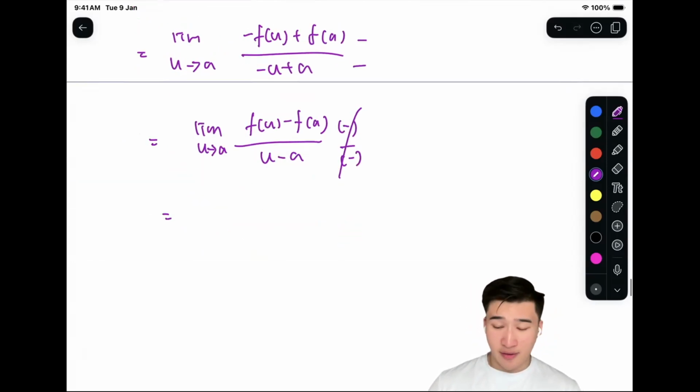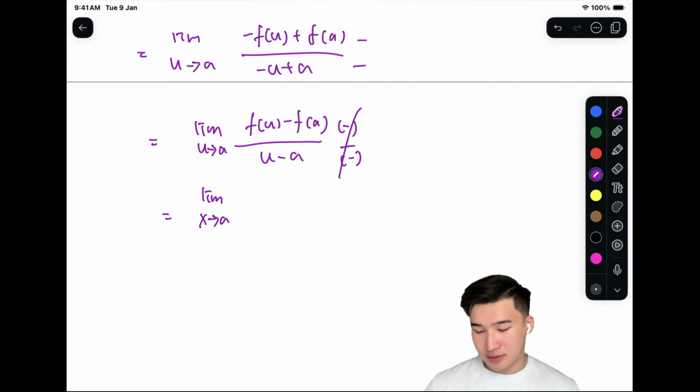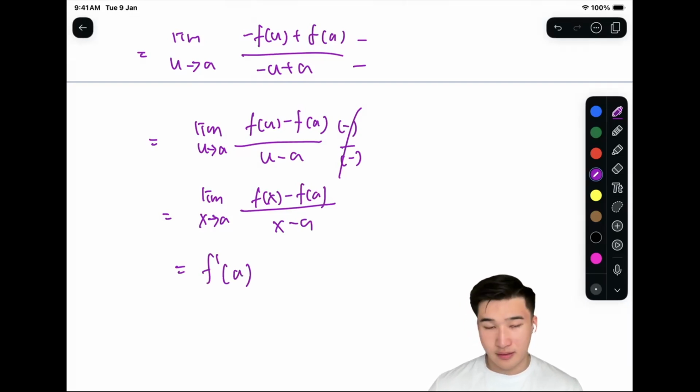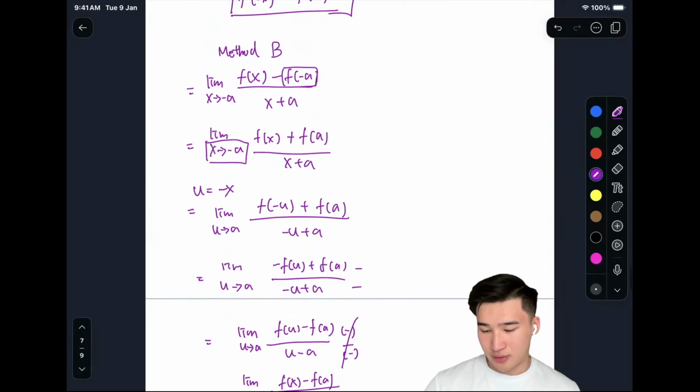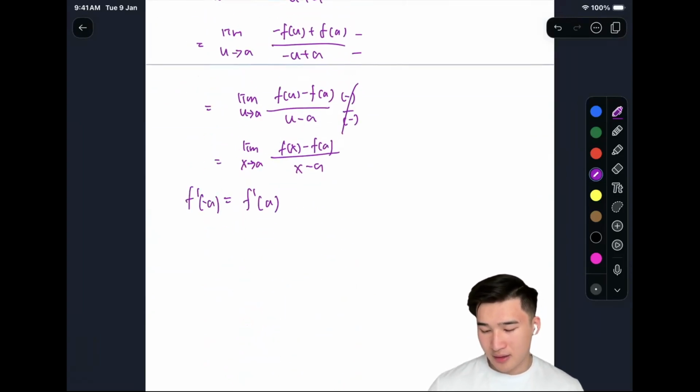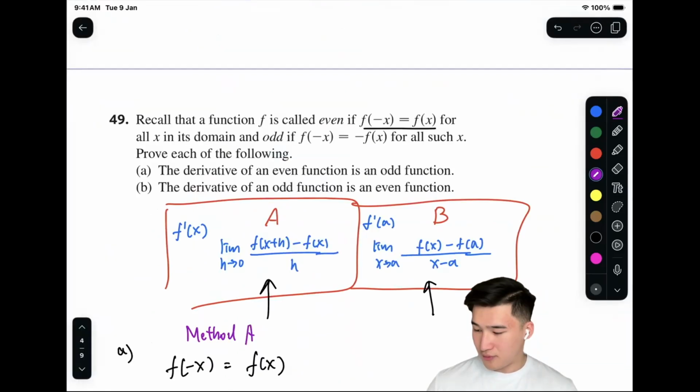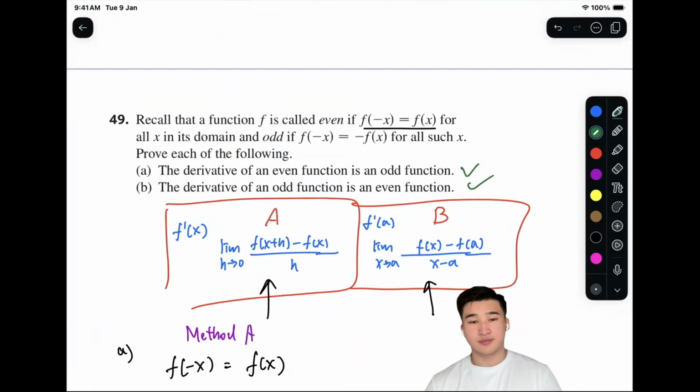So again, this is a dummy variable. We take the limit, and we can change u to x approaching a, f(x) minus f(a) over x minus a. This is basically f prime a. So we have just proved, I forgot to write this one again, that f prime negative a is equal to f prime a. So both of these have been proven. The derivative of an even function is an odd function. The derivative of an odd function is an even function.